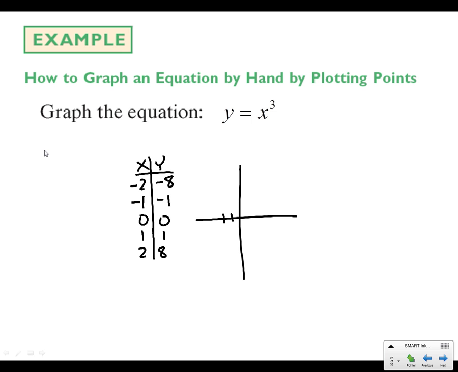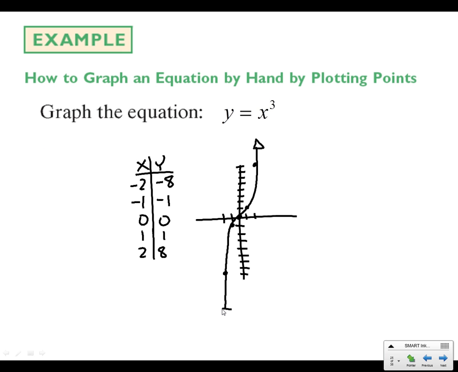Negative 2, negative 8. I think that's 8. 1, 2, 3, 4, 5, 6, 7, 8. Negative 1 and negative 1. 0, 0, 1 and 1. 2, 3, 4, 5, 6, 7, 8, and 2. If we connect these in a nice graph, notice how it looks like it needs to kind of bend right in there, and it does. So that's what an x cubed graph looks like, going up and down forever there at the ends.